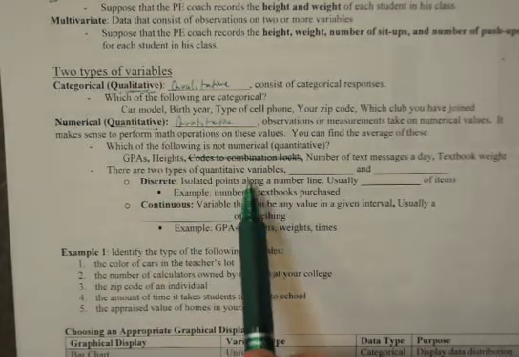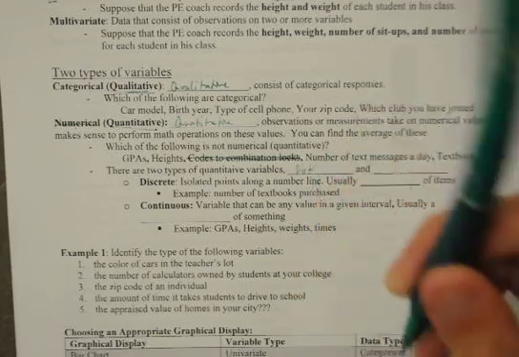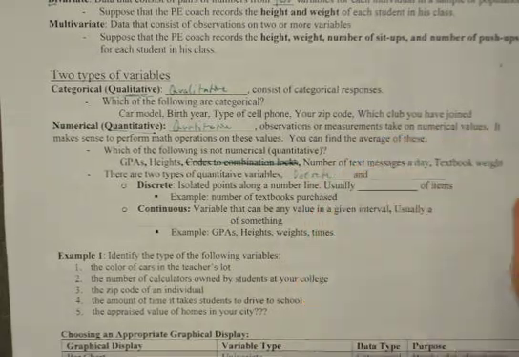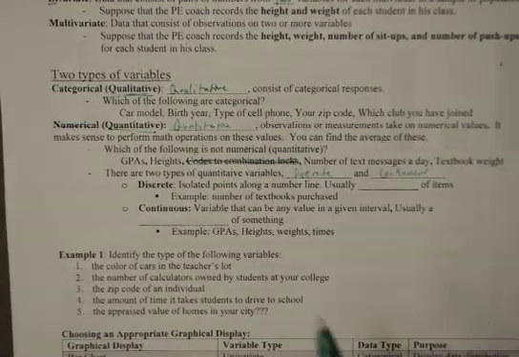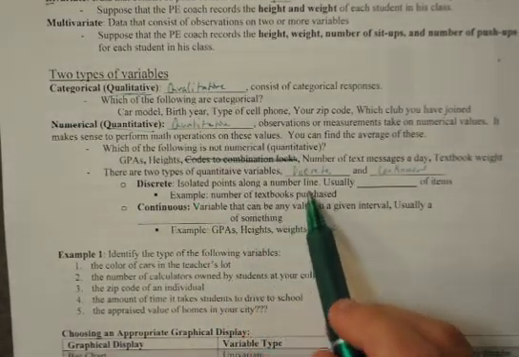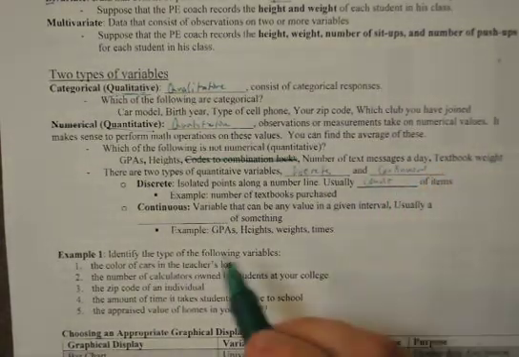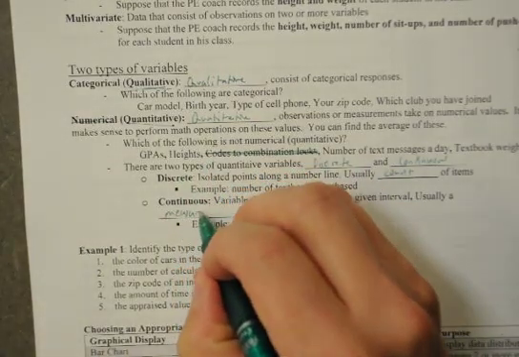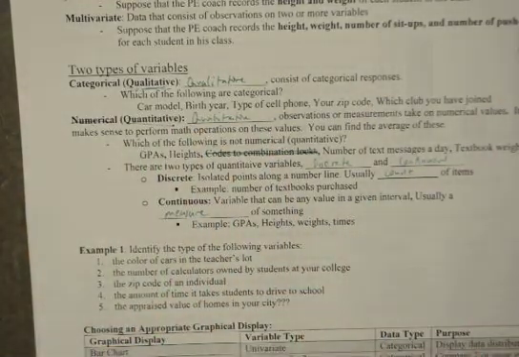And there are two types of quantitative variables. We have discrete and continuous. Discrete: isolated points along a number line, usually counts of items. You can count them. Whereas continuous are usually a measure of something. It might be using a ruler, it might be using a scale, but it's typically measuring something, and it can take on any number on a number line.